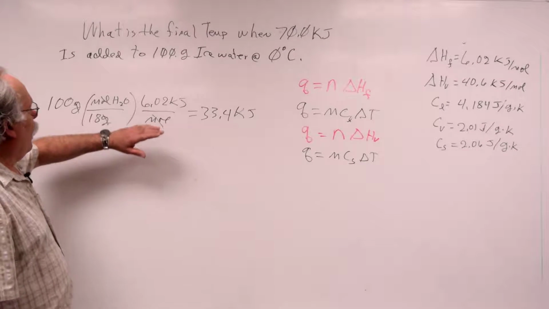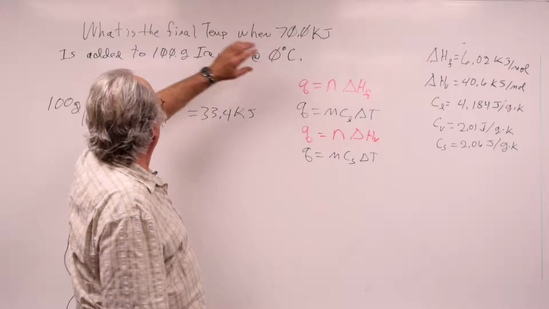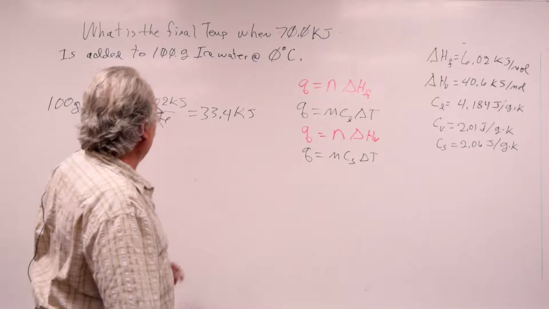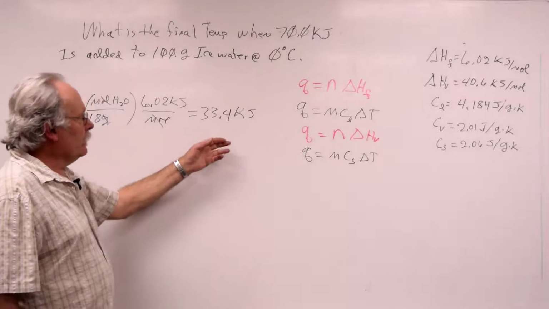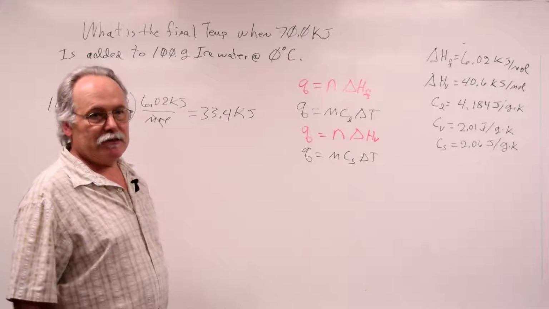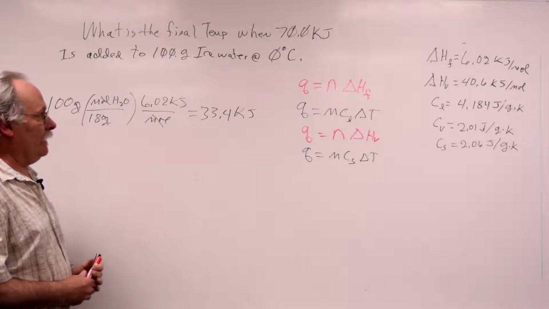Okay. A minute ago, we just calculated what the final temperature would be if we added 30 kilojoules. And we noted that it would take 33.4 kilojoules to melt the ice, and the final temperature was 0. So now we're going to raise the heat to 70 kilojoules, okay?